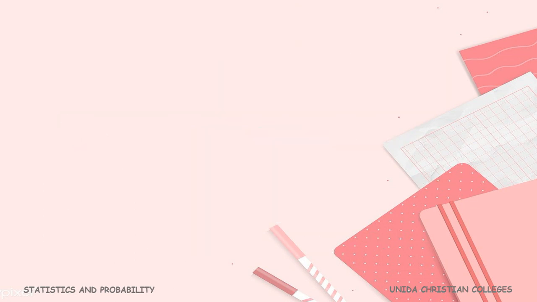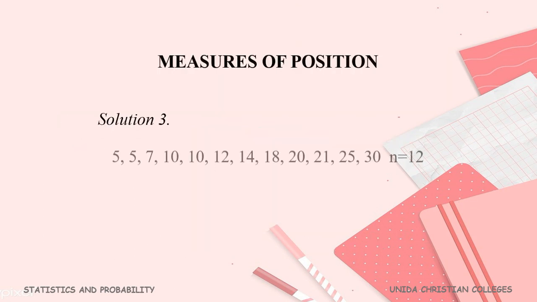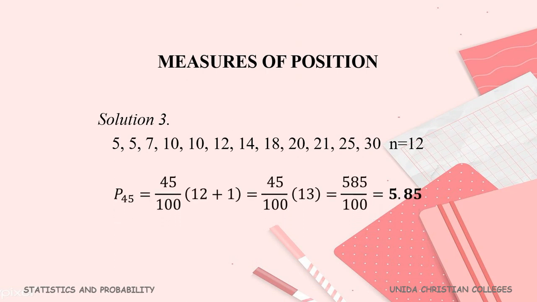Okay, next. Solution number 3. Third solution, we are solving for the 45th percentile. Okay, 45th percentile, pag percentile ang pinag-uusapan po, ilang percent yan sa data nyo? That is the 45% of your data. So, same po. Ang formula lang po natin mababago kung saan naka-divide. We have P sub K is equal to K divided by 100 na. Kasi percentile na po siya.